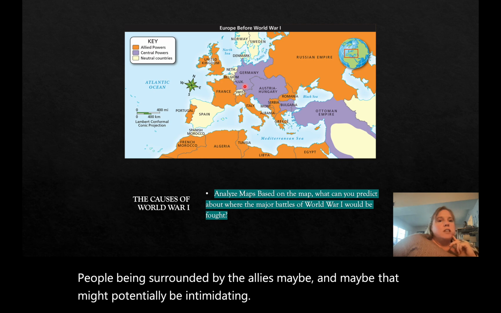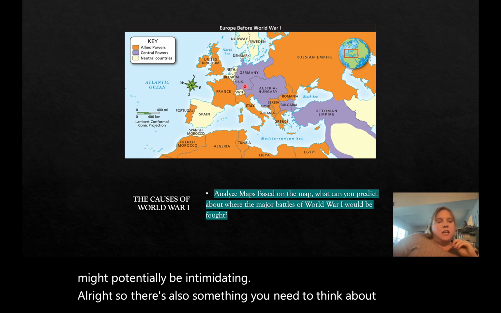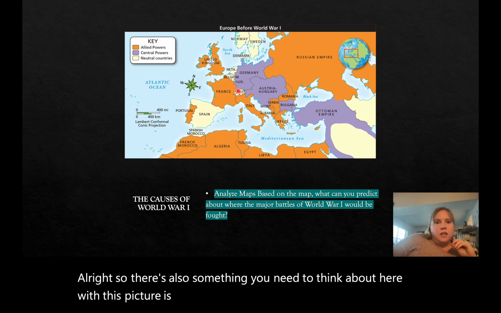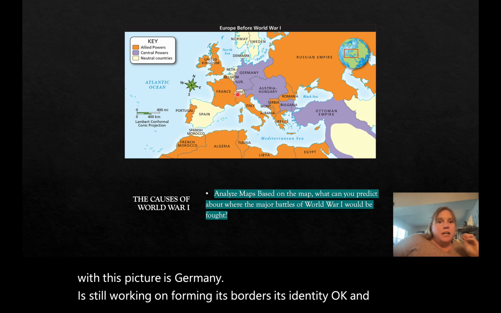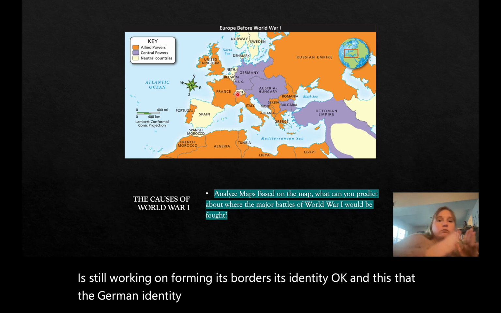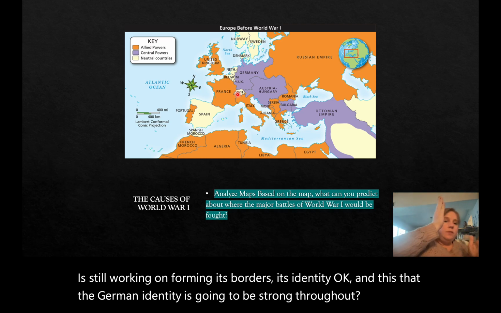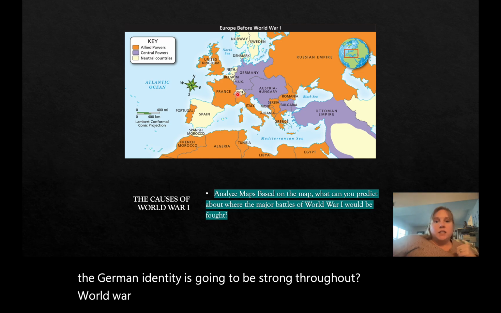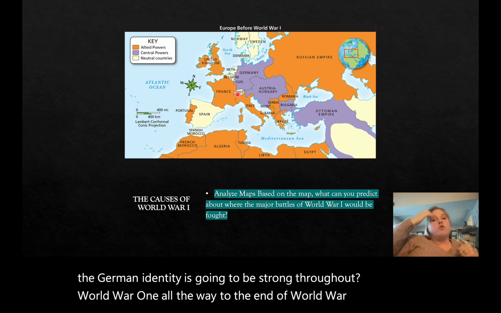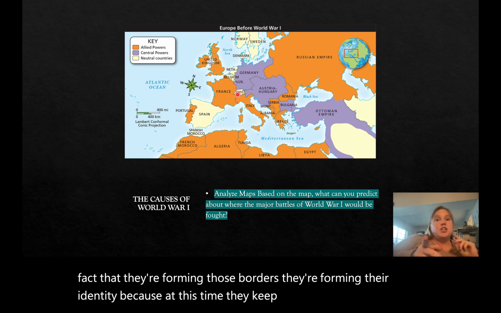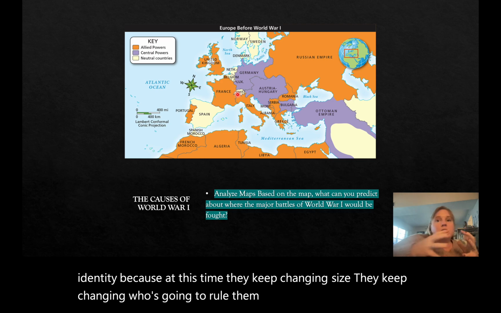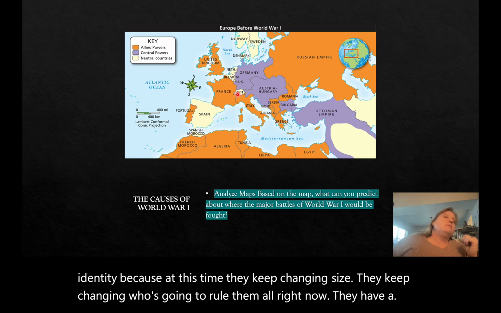There's also something you need to think about with this picture: Germany is still working on forming its borders and its identity. This German identity is going to be strong throughout World War I all the way to the end of World War II. They're forming those borders and that identity because at this time they keep changing who's going to rule them. Right now, they have an emperor, I do believe.